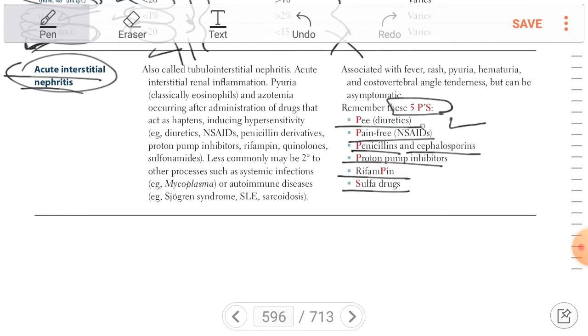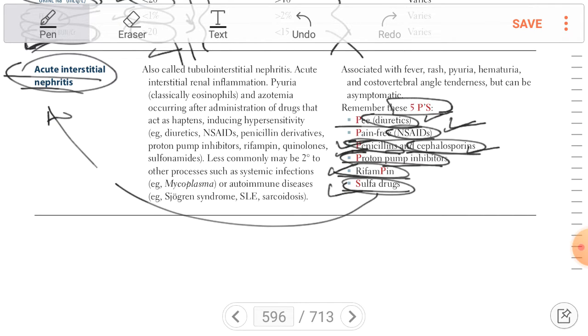So the first one is diuretics, non-steroidal anti-inflammatory drugs, penicillin, cephalosporin, proton pump inhibitors, rifampin, and sulfa drugs. They will cause acute interstitial nephritis.